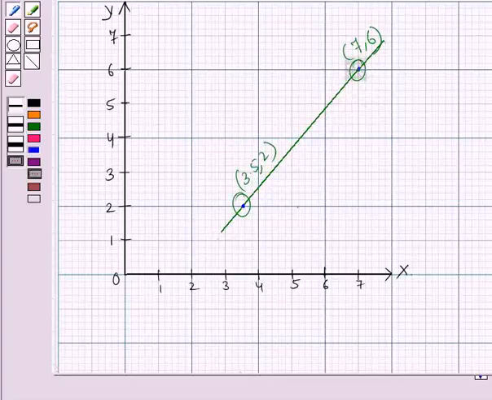solution of the given question, and that's all for this session. Hope you all have enjoyed the session.